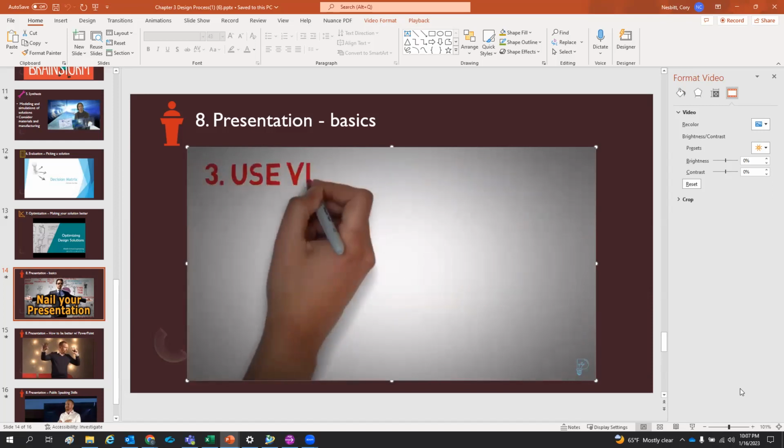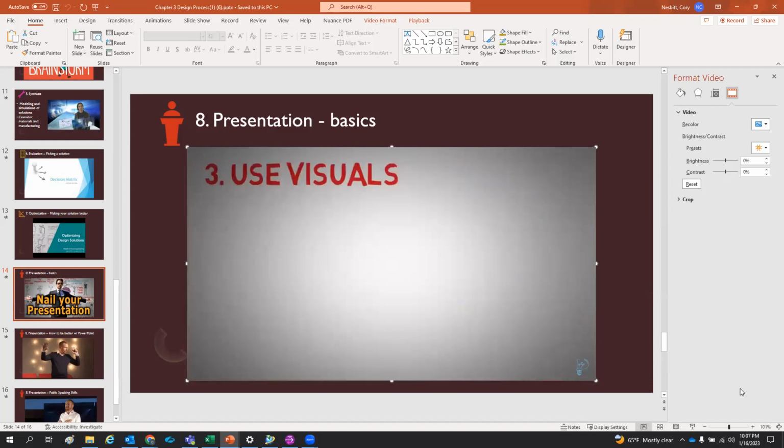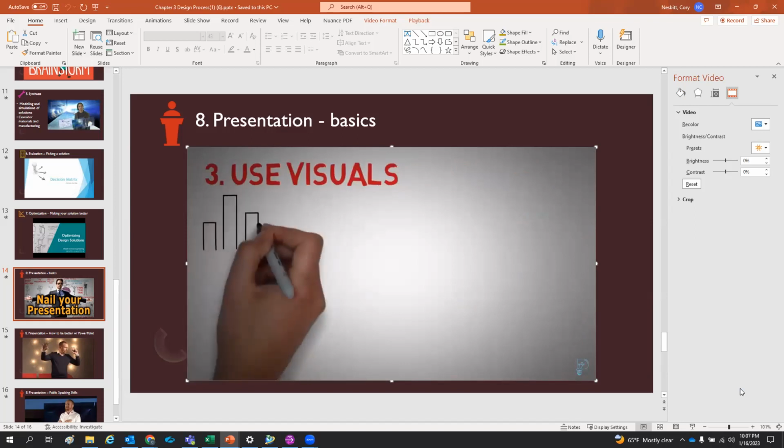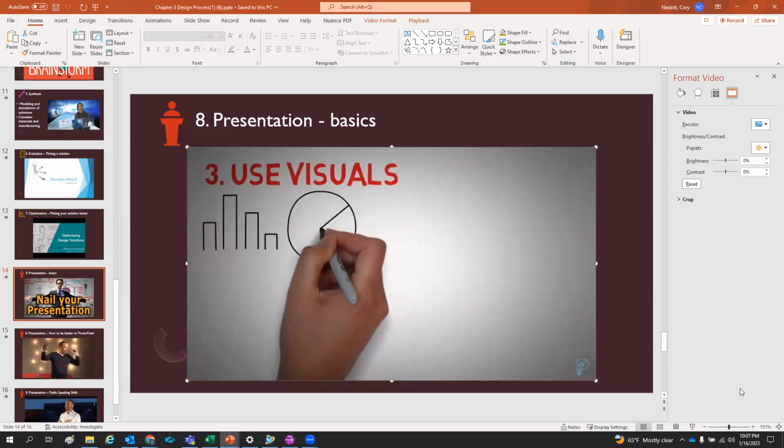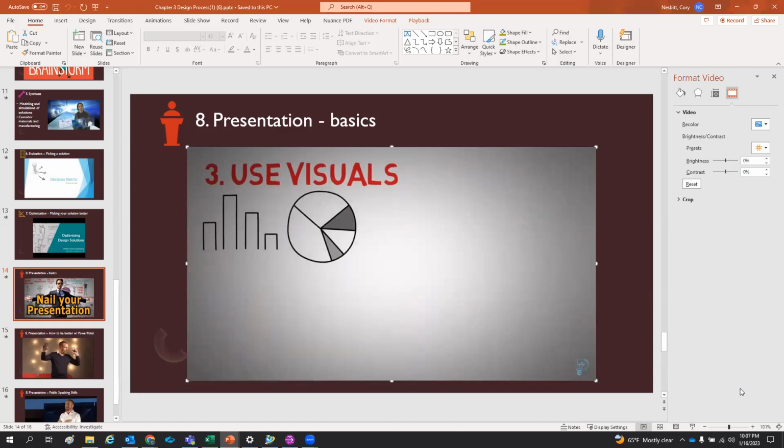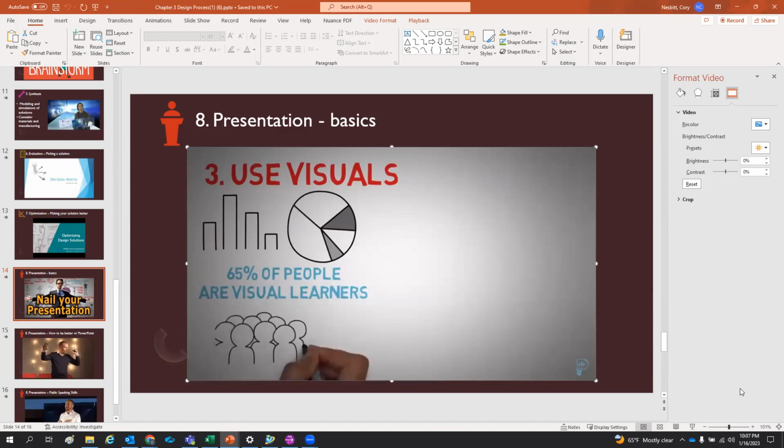Number 3, use visuals. Another great tool to cement those ideas in the mind of your audience is to use visuals like charts, graphs, and infographics to illustrate and communicate a concept. As many as 65% of people are considered to be visual learners, so if you don't take this approach in your presentation, you are going to ignore the vast majority of the population.